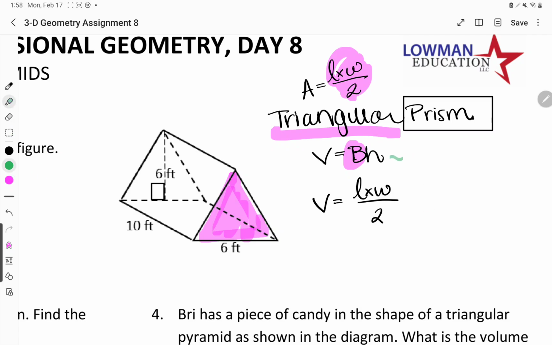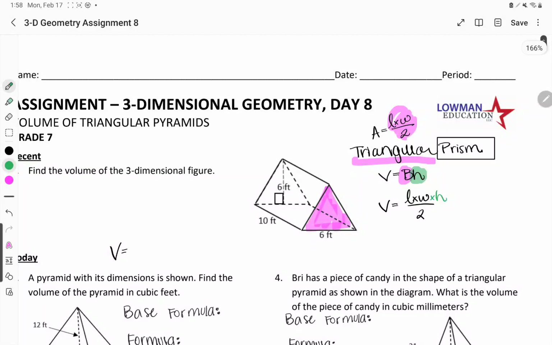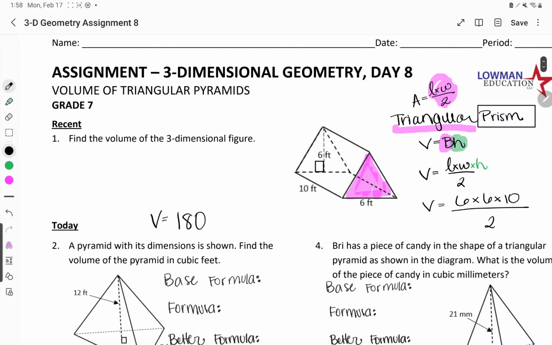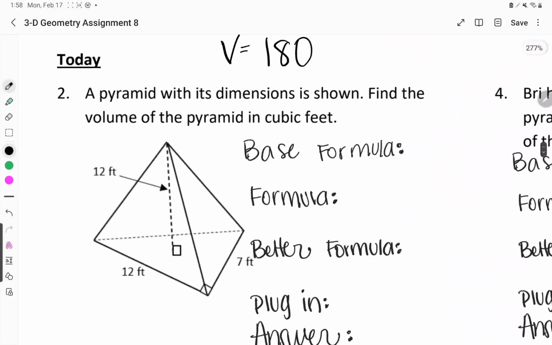Then I just have to make sure that I go back and attach my height. So I would have times height in there as well. Okay, so that means what I have to do is I just take my three numbers and I multiply them and then I divide them by 2. So I would have volume equals 6 times 10 divided by 2. And what does that give you? 180.